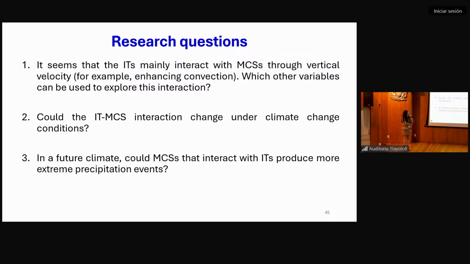Could the inverted troughs and mesoscale convective systems interaction change under climate change conditions? As I told you previously, the anticyclone system is strengthening, so the location of the inverted trough activity is shifted southwards. So one question is how this interaction between inverted troughs and mesoscale convective systems is going to change under climate change conditions. And in a future climate, could mesoscale convective systems that interact with inverted troughs produce more extreme precipitation events? I don't know. That's a question for research.